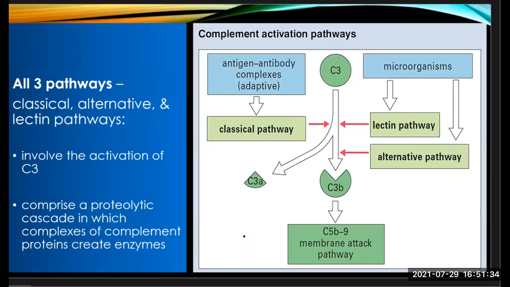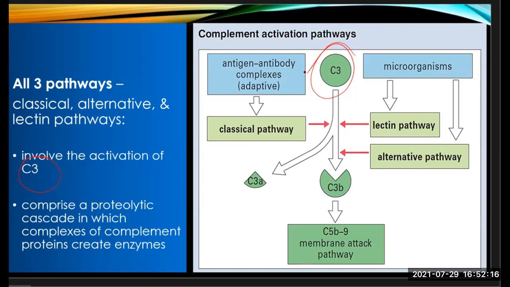So all three pathways, classical, alternative, and lectin pathways, involve the activation of C3. So what is common to all three pathways? We have two things in common: the involvement of C3 activation, and a proteolytic cascade in which complexes of complement proteins create enzymes. C3 is the most abundant and most important of the complement proteins.